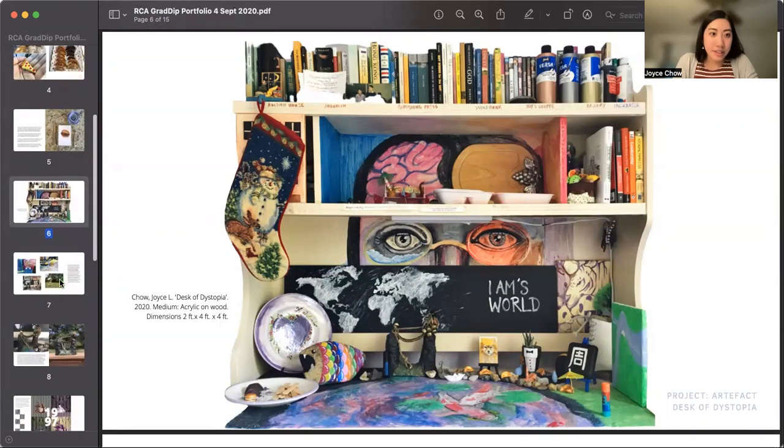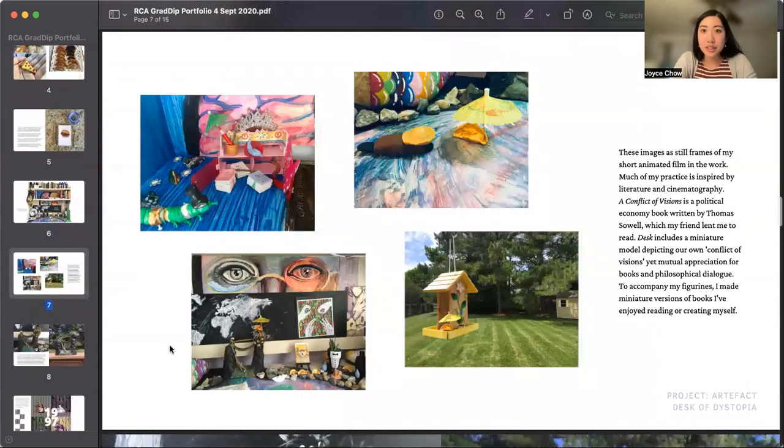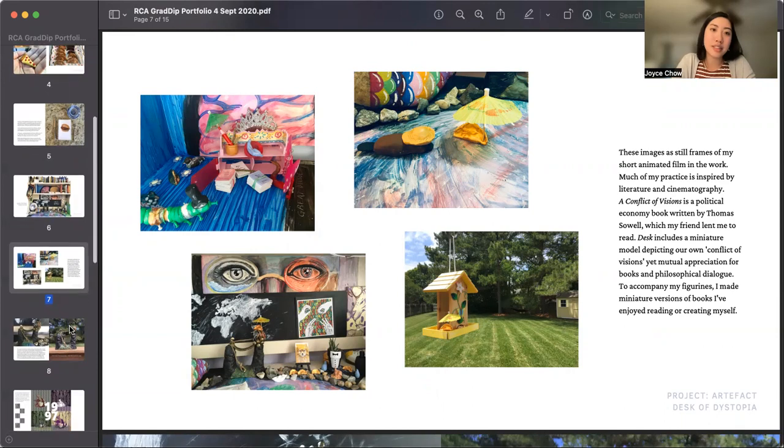And yeah, so these are some images from a short film that I had started working on, which I still need to finish. So Desk includes a miniature model depicting my own conflict of visions, yet mutual appreciation for books and philosophical dialogue. To accompany my figurines, I made miniature versions of books I've enjoyed reading or creating myself.